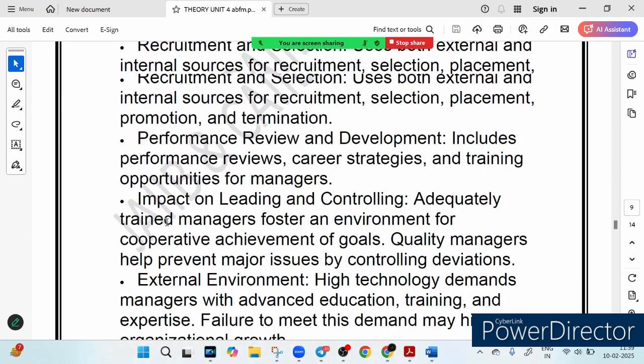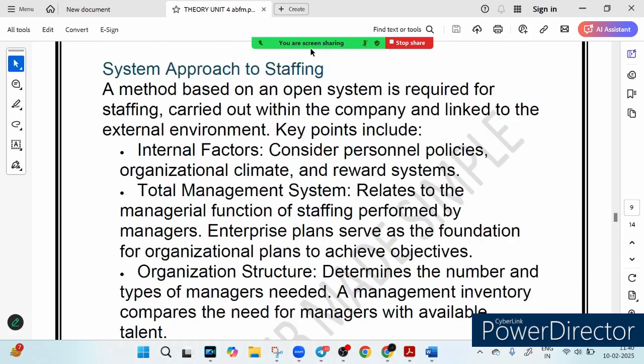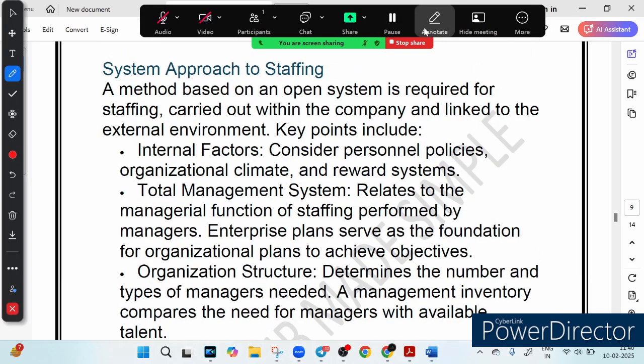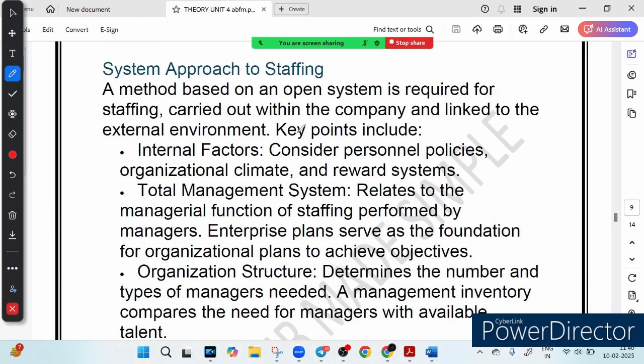Okay, so first of all, what is the meaning of this term? That is called system approach to staffing. A method based on an open system is required for staffing, which is carried out within the company and linked to the external environment. So there are some internal factors which affect it, like personnel policy, organization climate and reward system. So these are the internal factors.